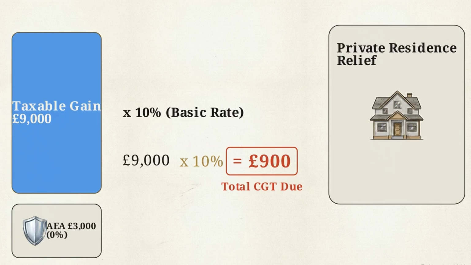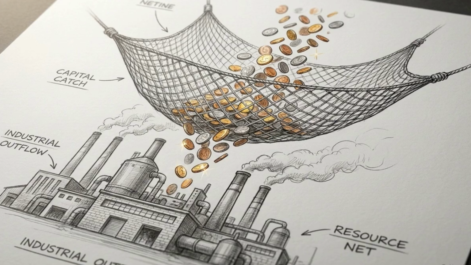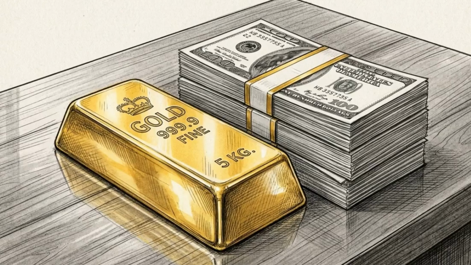Note that selling your main home usually falls under private residence relief, making it exempt from this calculation. Capital gains tax acts as the final net on wealth generation outside of traditional labor. It captures value when static assets are turned into usable liquidity.